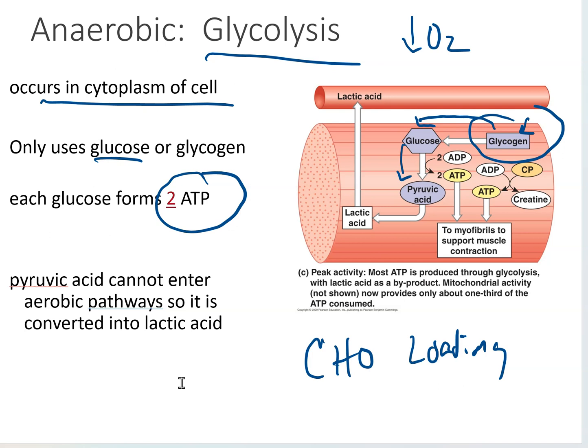Now, when we undergo glycolysis, it takes glucose and converts it into something called pyruvic acid. Pyruvic acid will normally go on to the mitochondria to undergo aerobic respiration. What happens in anaerobic is, if we don't have the oxygen available, pyruvic acid cannot go to the mitochondria. So it has to be converted into lactic acid or lactate, and then that goes out into your bloodstream.